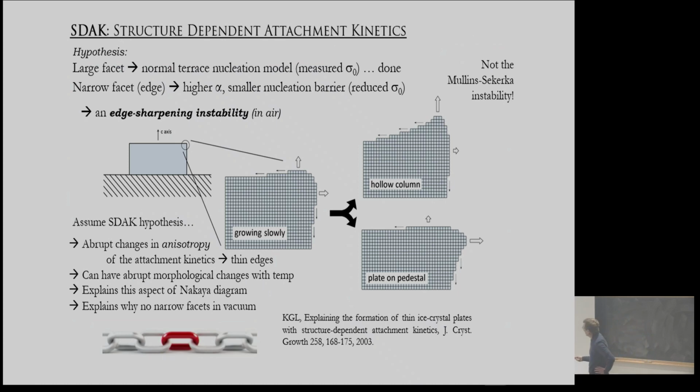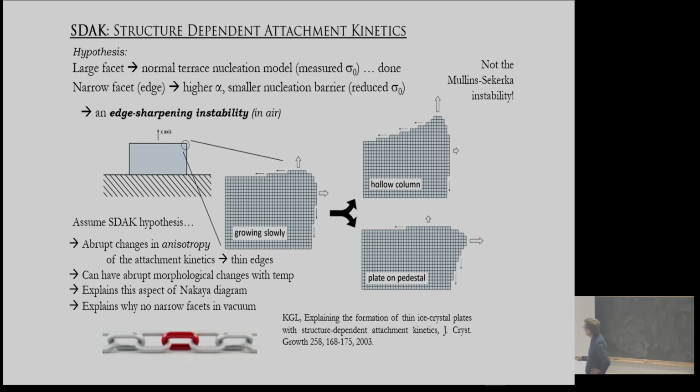So I'm going to make a hypothesis, which I called structure-dependent attachment kinetics. Turns out a terrible name, but nevertheless, it's sort of stuck. And I actually published this 20 years ago, so I thought about it for a while, and I've come to believe it. So the hypothesis is that if you have a large facet, okay, then you have normal terrace nucleation, and we now have measured sigma 0. We're all done. That's good.